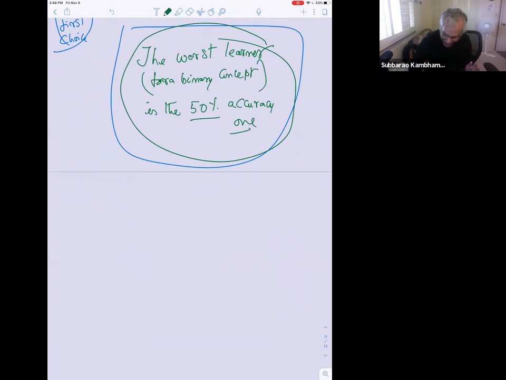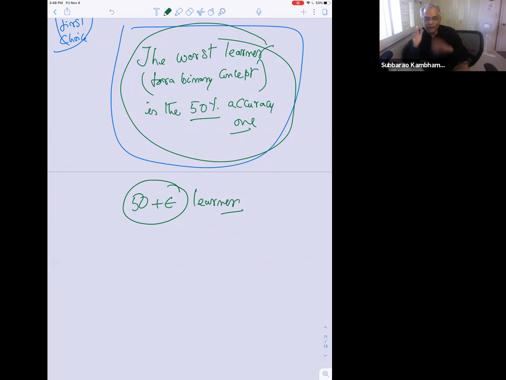This is why people say a 50 plus epsilon learner. As long as the epsilon is better than 50, you are giving me something. 50 is the worst learner for a binary concept. So if you learn exactly the opposite of the right answer, you learn something. At least after a while, you'll figure out, looks like I learned the opposite of what is the right thing to do in life. I'll just then go against my instincts.